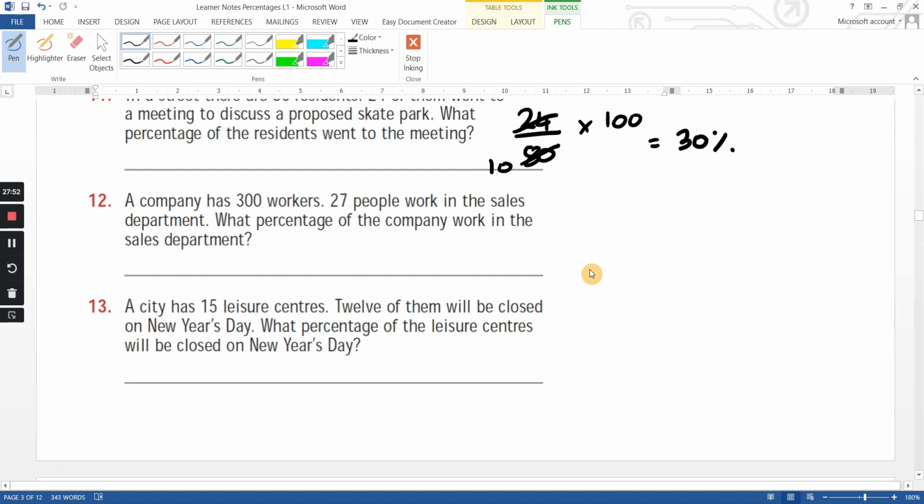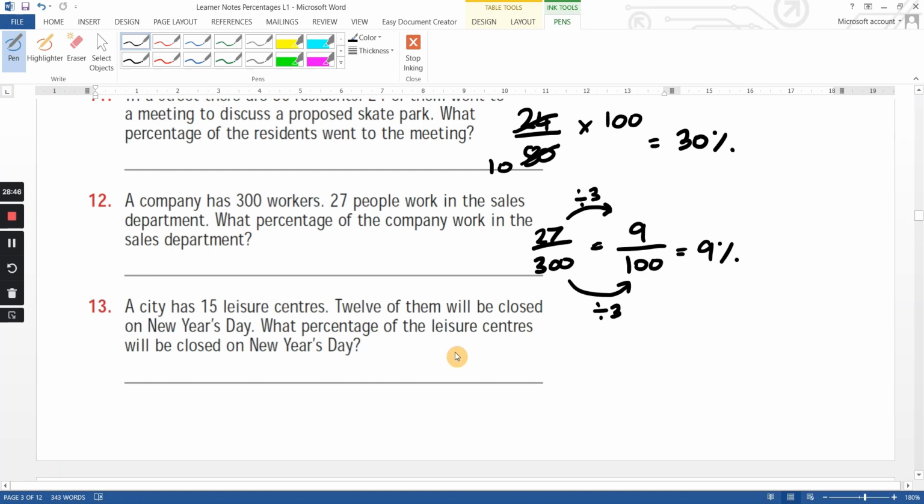Question 12. A company has 300 workers, 27 people work in the sales department. What percentage of the company work in the sales department? So 27 out of 300. Let's do it this way. I'm going from 300 to 100, so I'll have to divide by 3. Let's do the same for that. 3 goes into 27 exactly 9 times, so that's 9%.